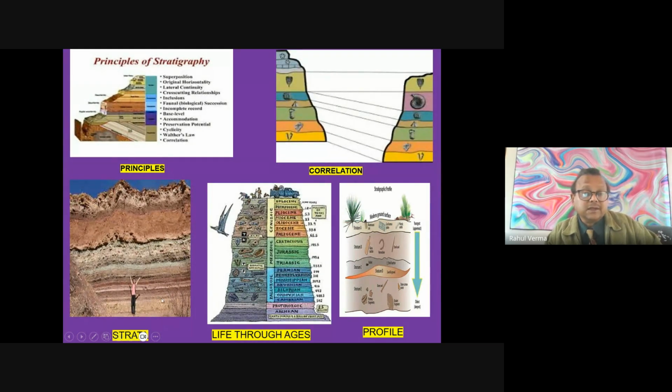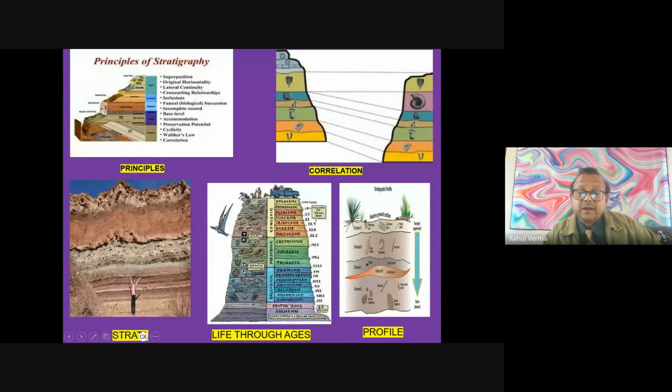Now here you see it's a layer, stratigraphy layer. And these are the principles of stratigraphy. This was explained. Order of superposition means what comes on top is the younger. And original horizontality means initially everything was deposited horizontally. So there are many theories. Now here you see life through the ages. So these are the geological calendar.